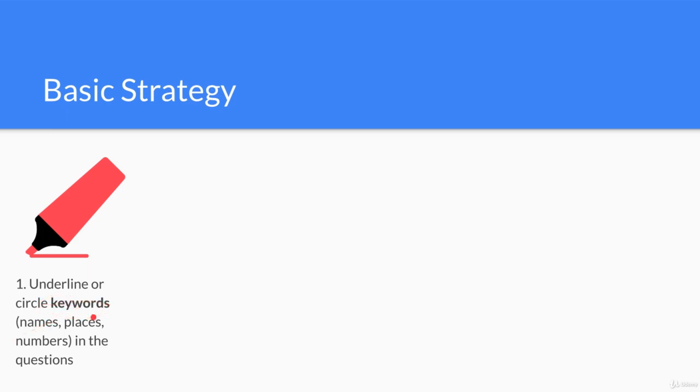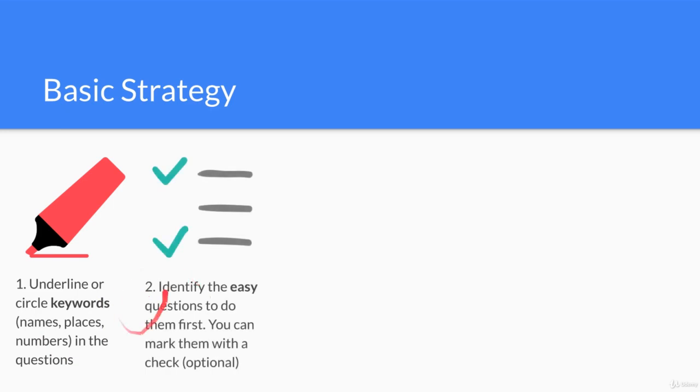Usually, keywords are words that contain names, names of people, names of places, or places like locations, city, country, and so on. It can even be numbers or perhaps some other term that is not so common. So these are the keywords, and I'm going to show you examples of how to identify keywords very soon as well. Now here, the second step is to identify the easy questions.